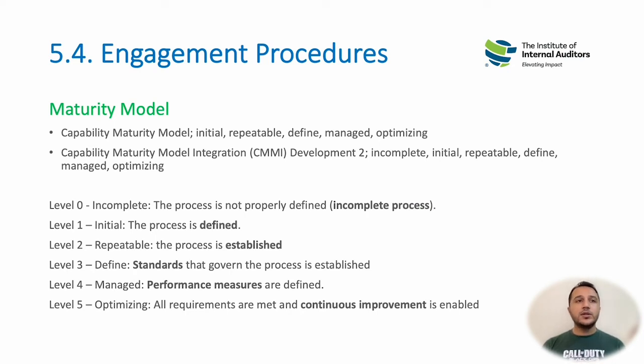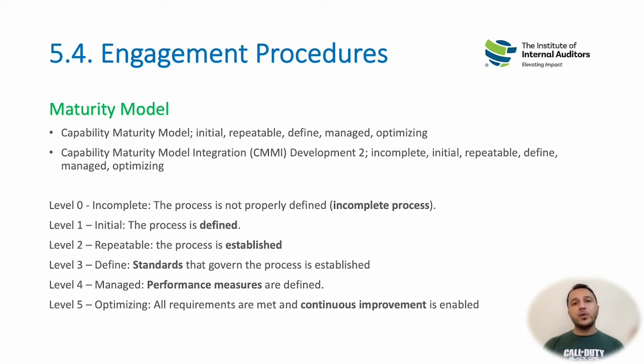Whenever an internal auditor is carrying out an audit activity and looking at any process, they can benchmark that process or activity against a model. We call it the capability maturity model. It has two versions. The first version was CMM, capability maturity model, and then there was a revised version, capability maturity model integration development 2. So there is model 1 and model 2. You can just consider them as version 1 and version 2, where we use this tool as a model to assess the maturity of a process.